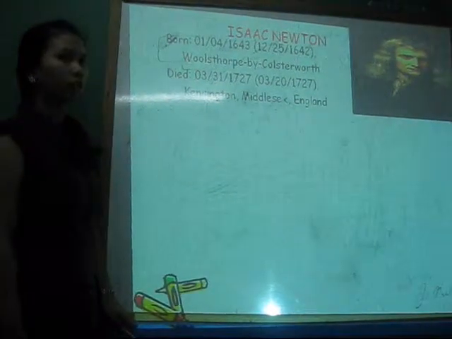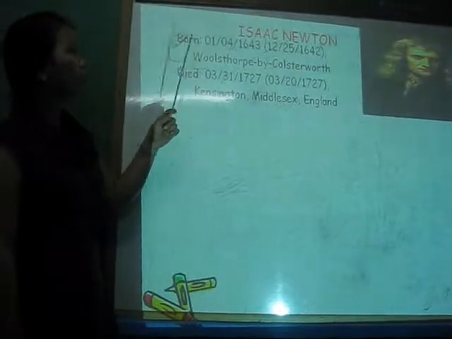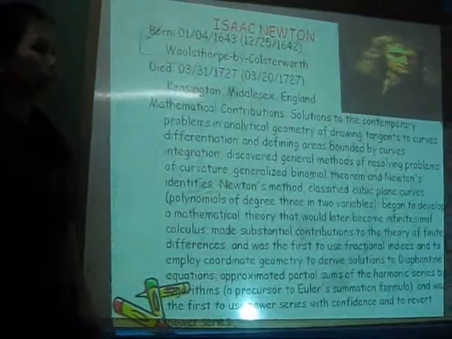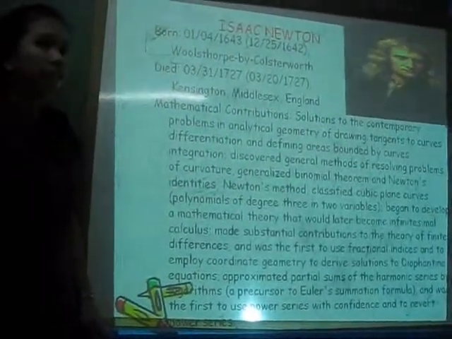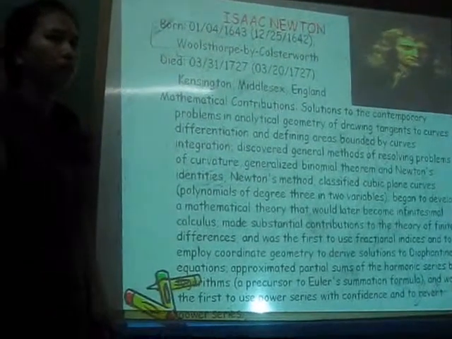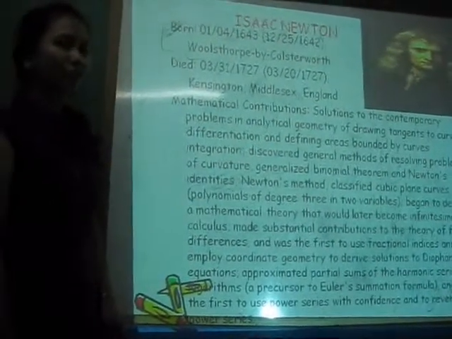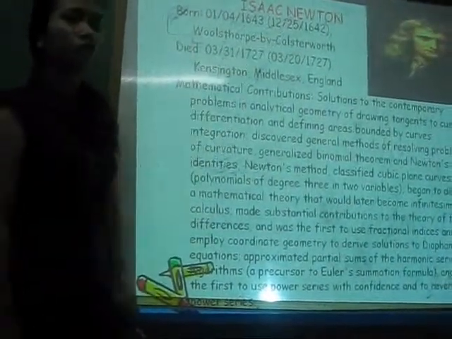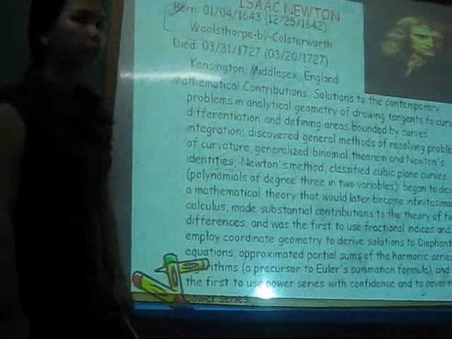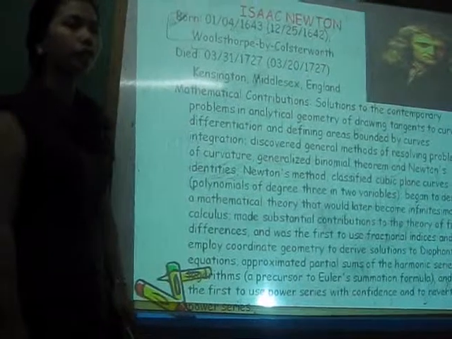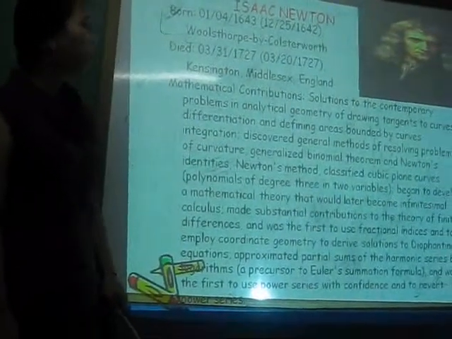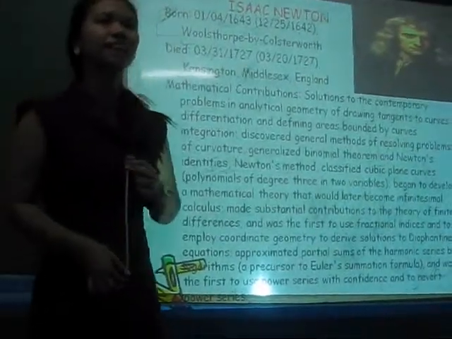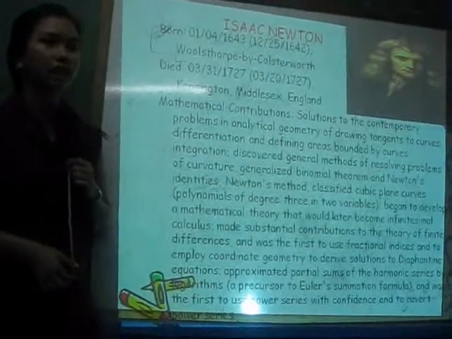Sir Isaac Newton was born on January 4, 1643 at Woolsthorpe by Colsterworth, England. During that time, England had not adopted the Gregorian calendar, so his date of birth was recorded as December 25, 1642. He was born prematurely, and his mother said that he could have fit inside a quart mug, which is approximately 1.1 liters. He was educated at the King's School in Grantham and Trinity College in Cambridge.